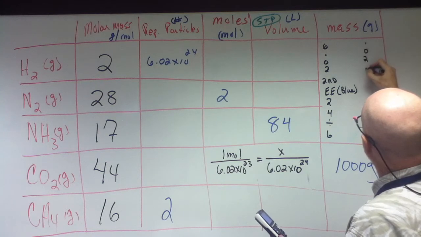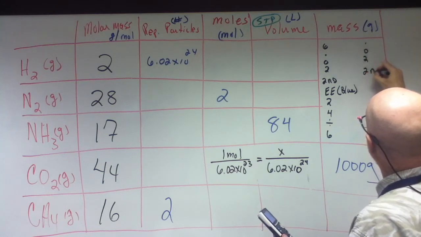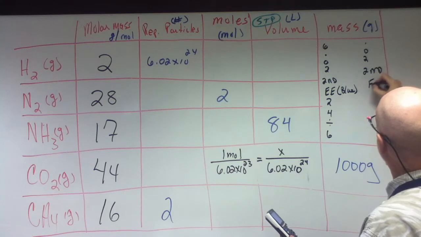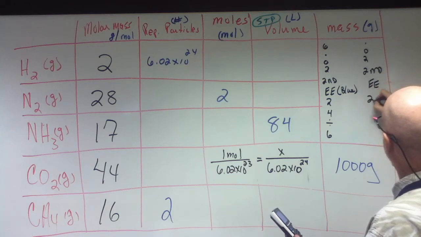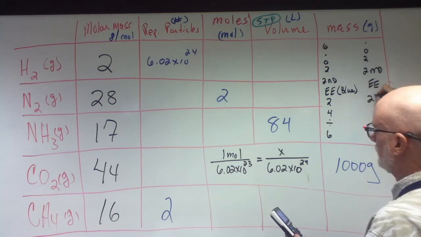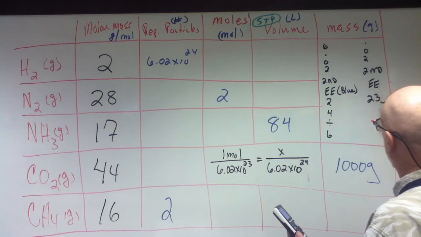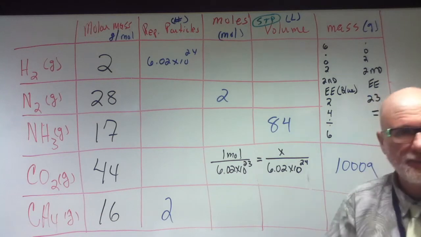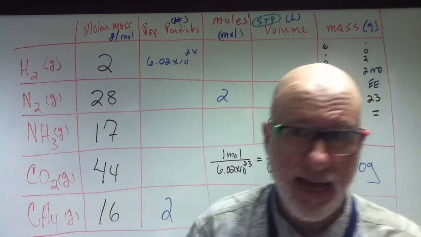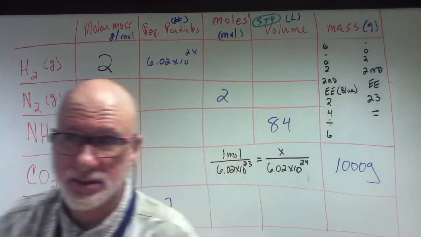6.02, second, EE, 23, right? Which is 10. Equals, and what do you get? 10. You get 10. Do you see that? And that should make sense, right?